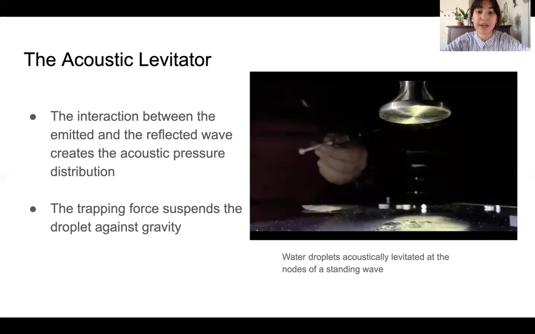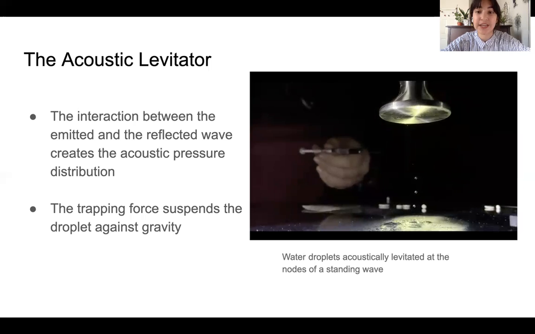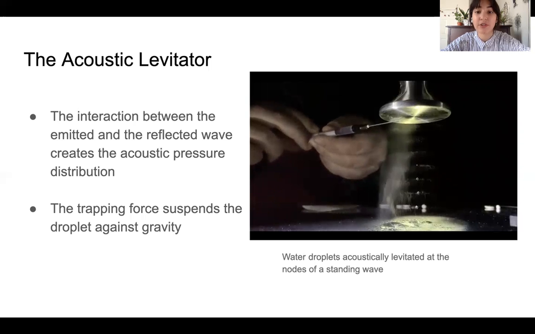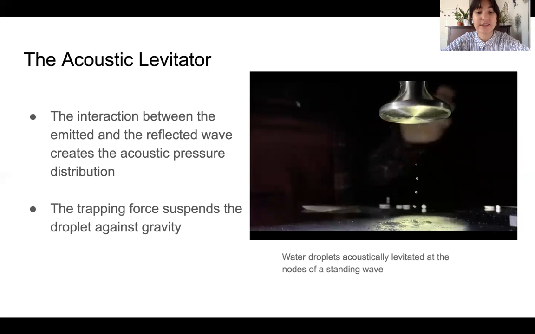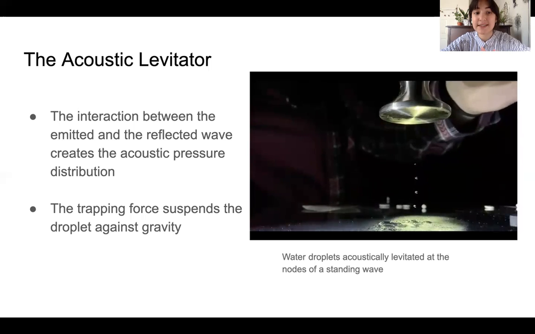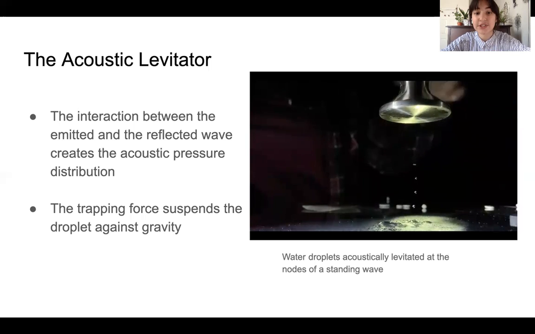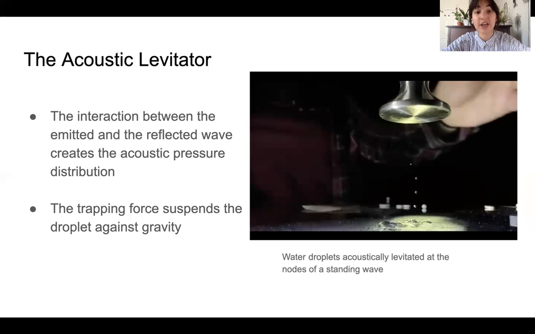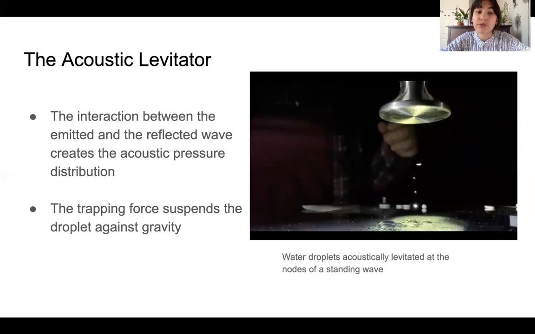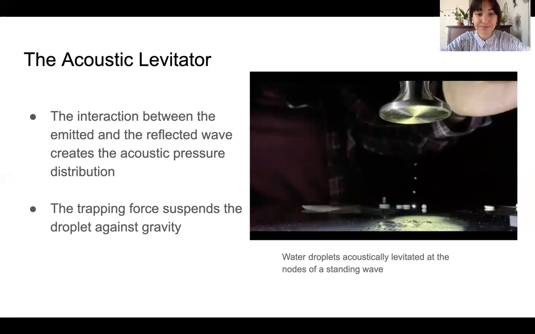The interactions between the emitted and the reflected acoustic waves create an acoustic pressure distribution inside the chamber with areas of high and low pressure. The points of levitation, called the trapping zones, are found at the nodes of the standing wave, where the pressure is at a minimum. In the video, I am introducing the water droplets by misting the system with a syringe. The mist converges at the nodes while avoiding and falling off of the antinodes. The trapping force that suspends the drop against gravity is significantly stronger than the trapping force which holds the water drops horizontally at the center.